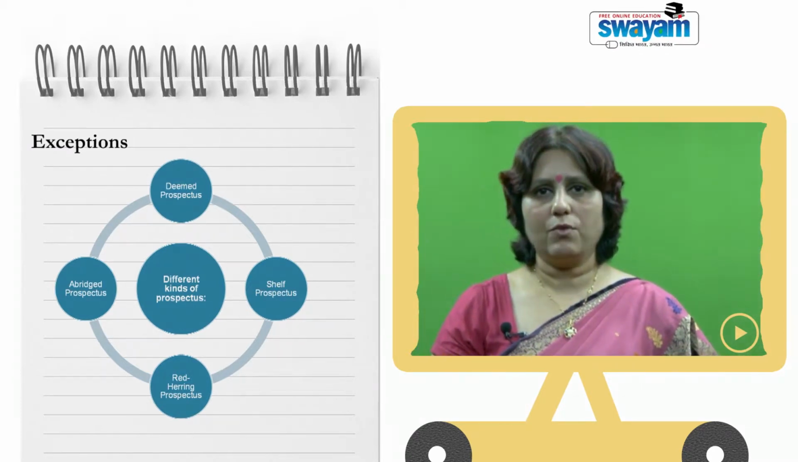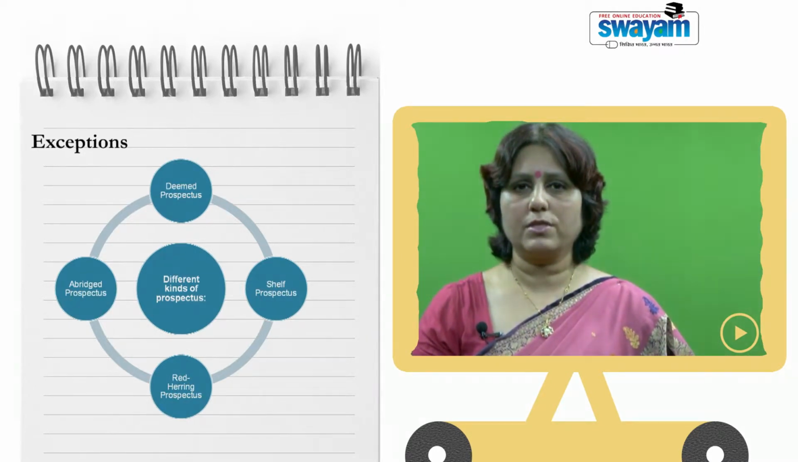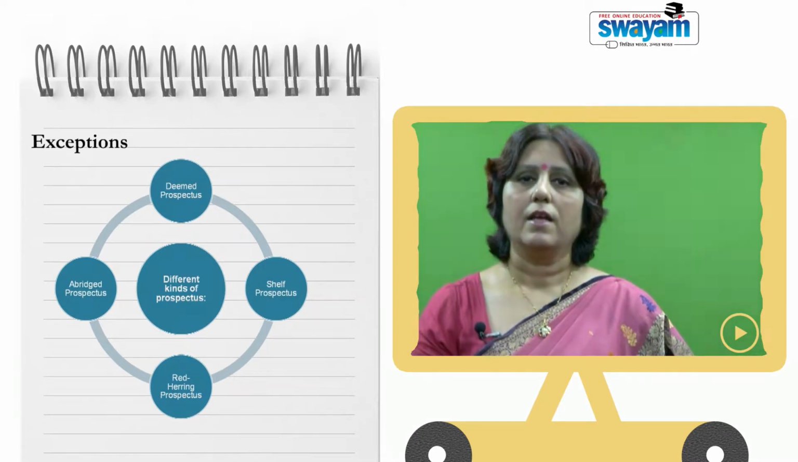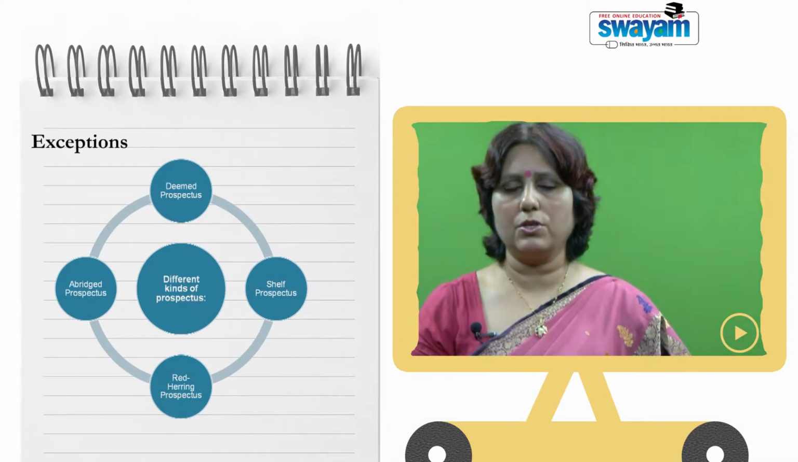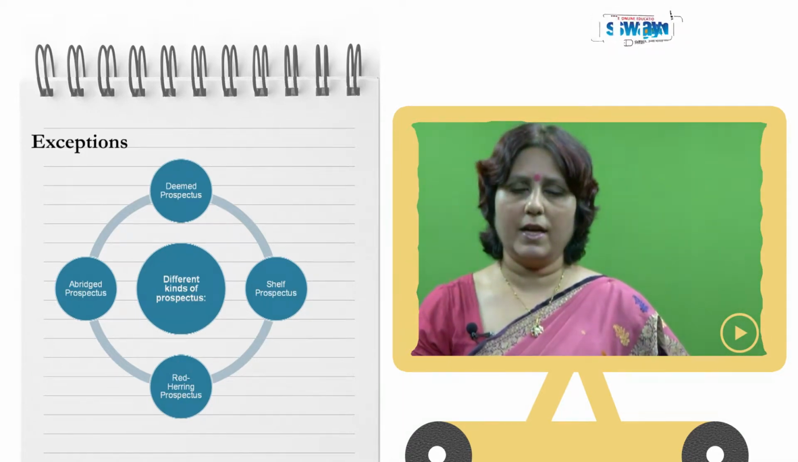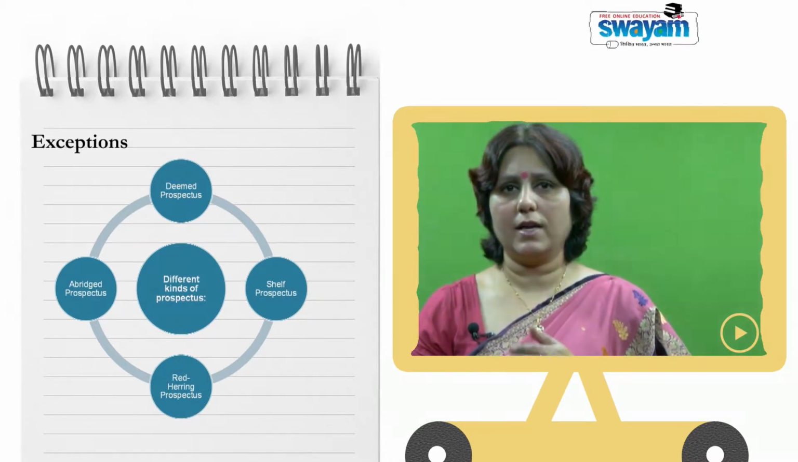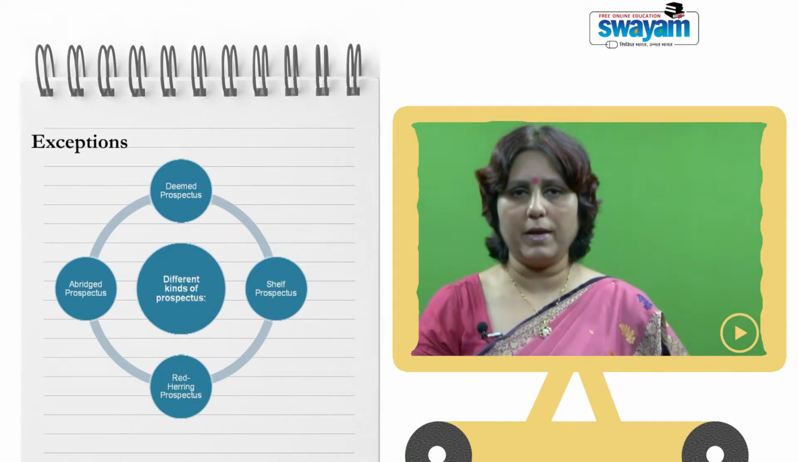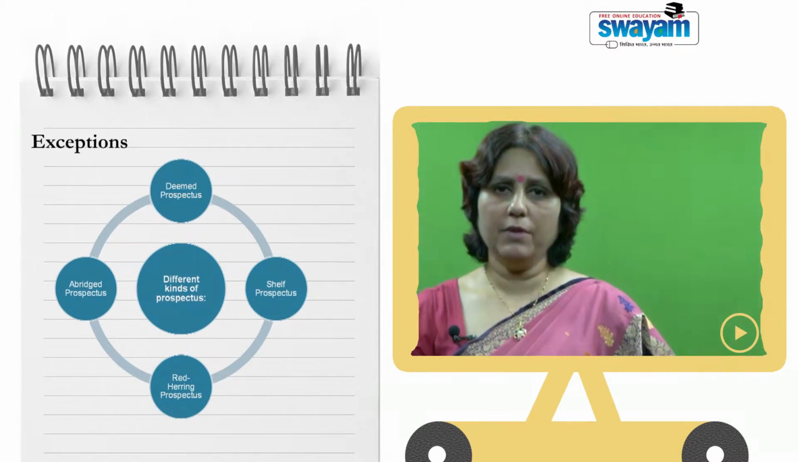Now let us understand what is a shelf prospectus. A shelf prospectus is meant for those companies, public financial institutions or scheduled commercial banks which are frequently raising money from the public. If you look at the financial institutions or the scheduled banks, all of them are raising money because they have to give it to the other people who require loans from the banks. So they have to frequently raise money from the public.